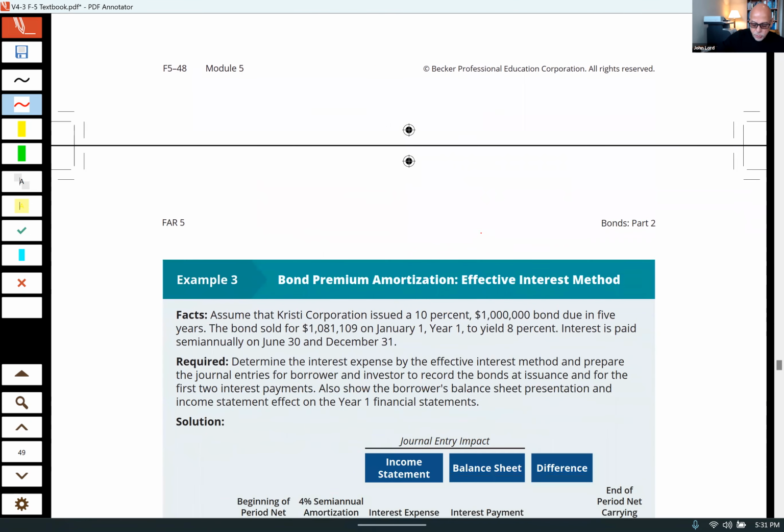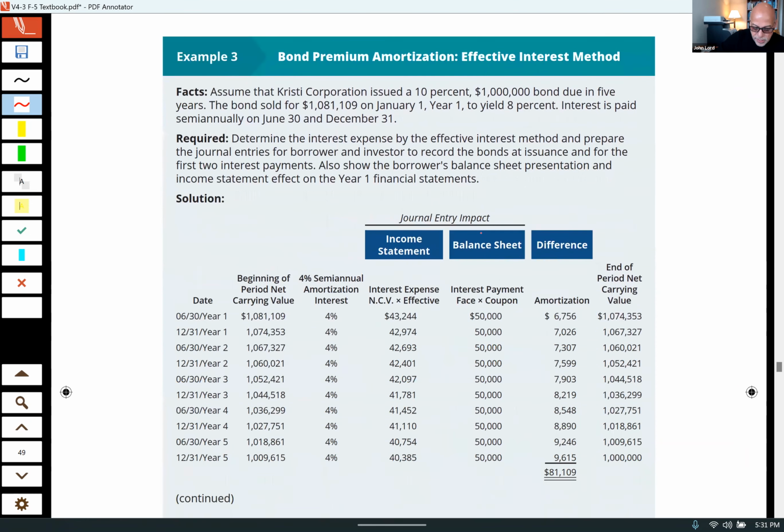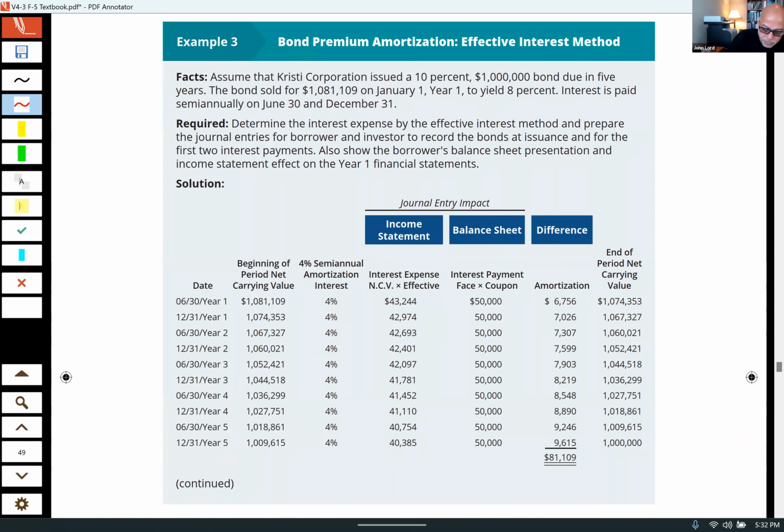And they start us with the premium bond this time. And remember that the bond issued for $1,081,109, 8% is the market rate of interest. They say to yield, or they call it the market rate of interest. The coupon rate was at 10%. So that 50,000 is not going to change. That's going to be the same, okay?